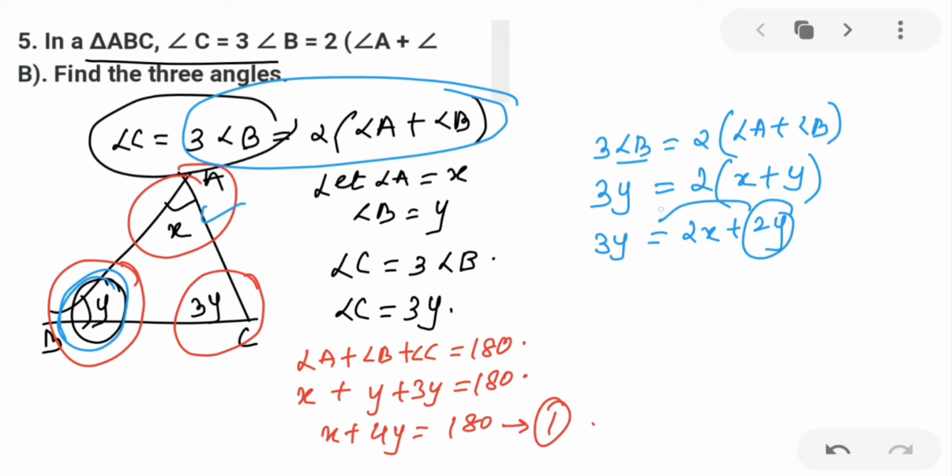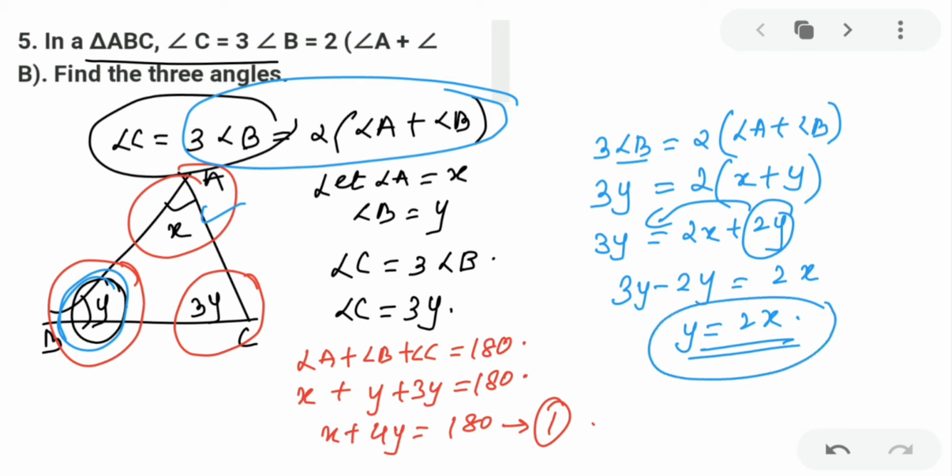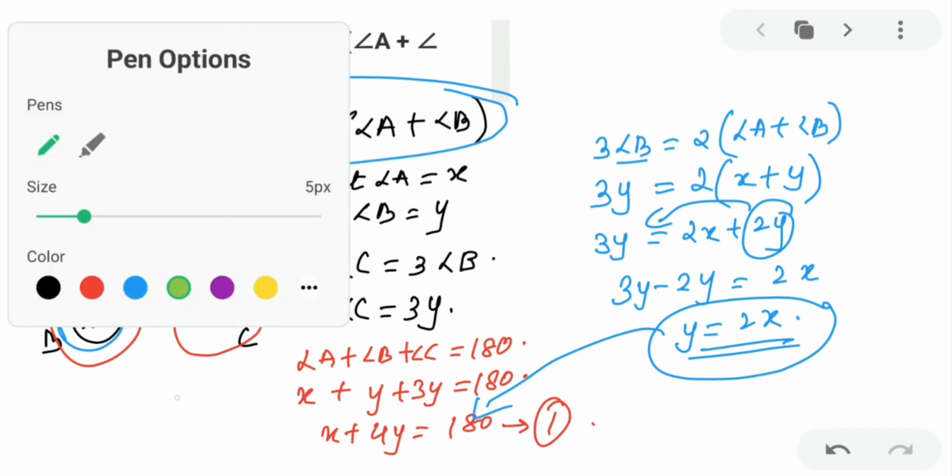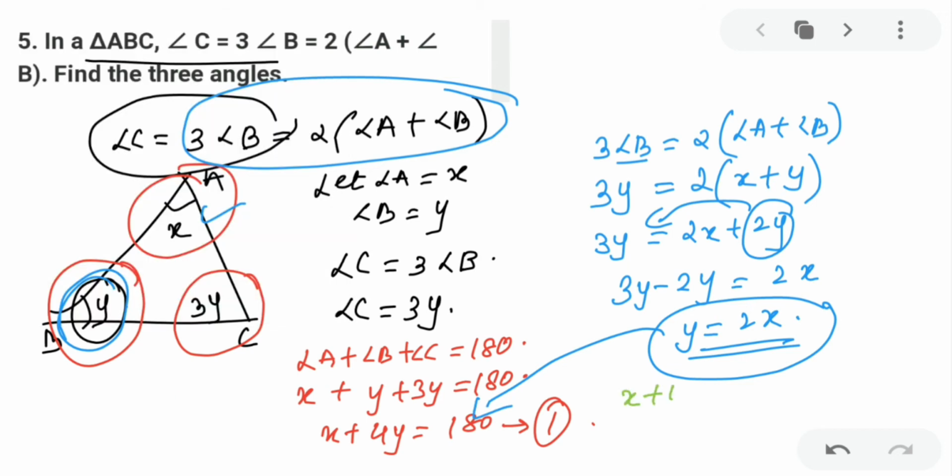You can take this 2y on this side. So 3y minus 2y is equal to 2x. That will become y is equal to 2x. So you got the value of y as 2x. If you want, you can substitute this value of y is equal to 2x in equation 1. So your equation was x plus 4y is equal to 180. In that, you can put y as 2x.